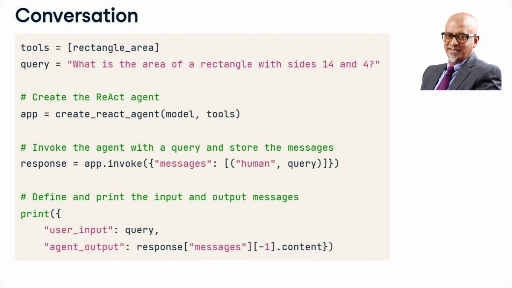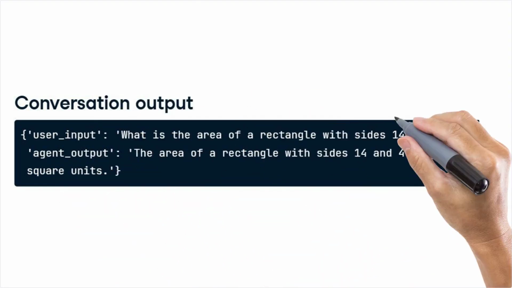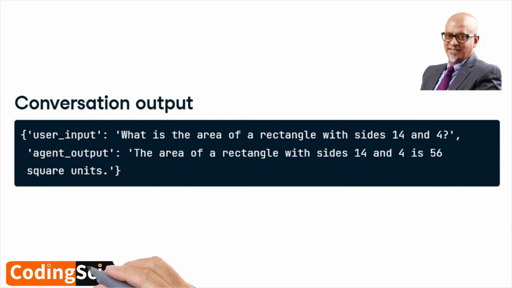Then, we'll set up our agent using a preloaded model and tools. Next, we'll invoke the agent and store the response before printing both the query, labeled user_input, and the agent's response as agent_output. When we examine the output, it looks like our agent is working.